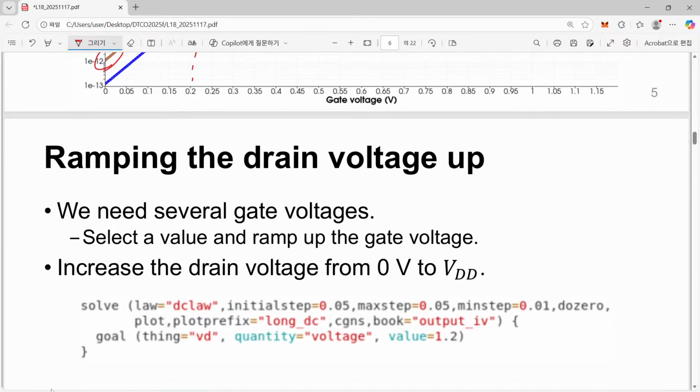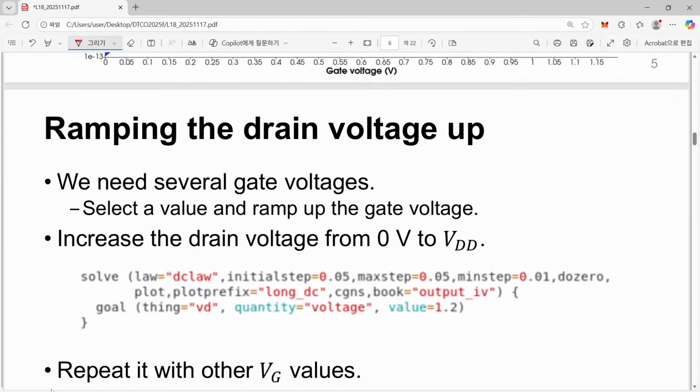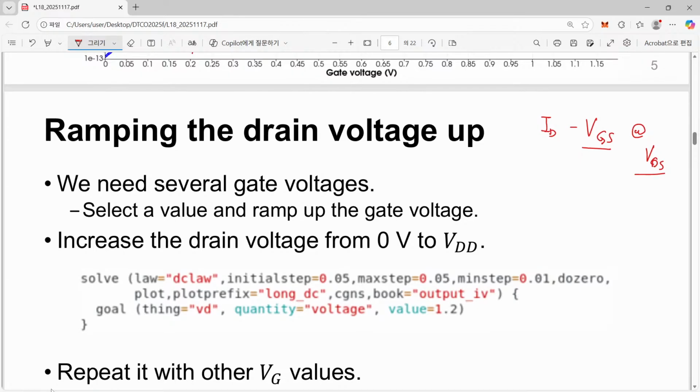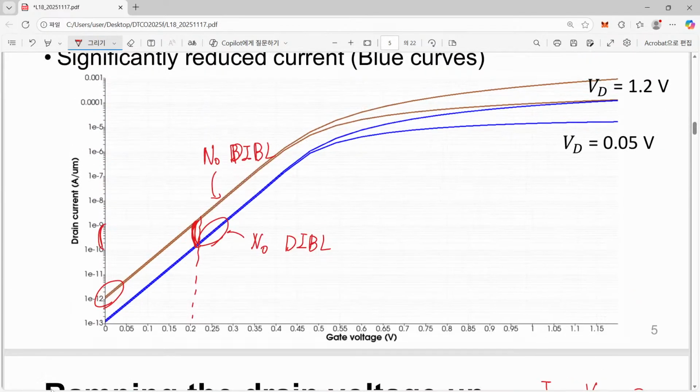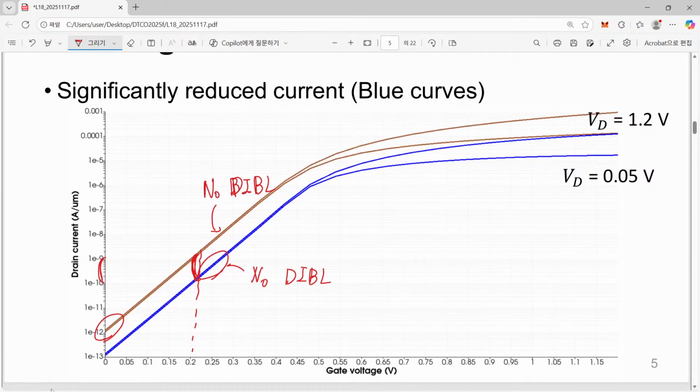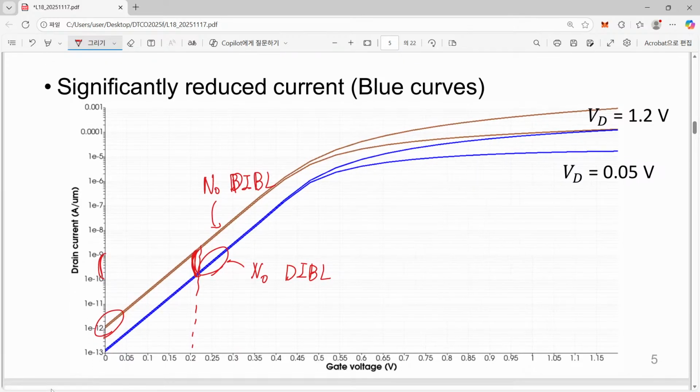Now, up to now we have thought about how we can calculate ID as a function of gate source voltage under a fixed condition of VDS. Drain voltage is fixed. After that we just sweep the gate voltage, and now we have this kind of curve. So this curve gives us, once again, very important quantities.